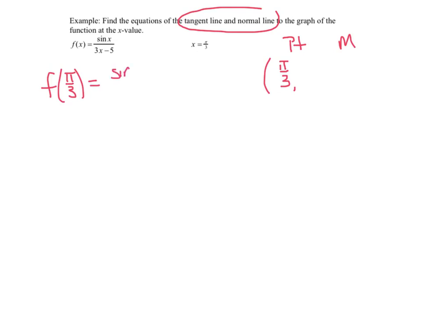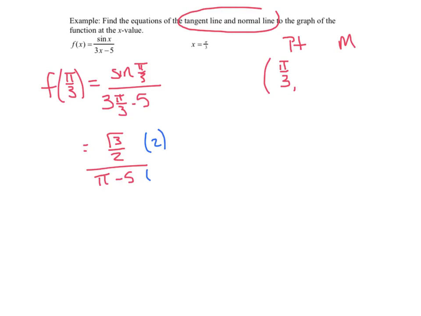So I get the sine of pi over 3 all over 3 times pi over 3 minus 5. Pi over 3 is actually 60, and the sine of 60, don't forget, is radical 3 over 2, so that's why we need to know those trig functions. They just pop in all the time. All over pi minus 5. And if I clean that up so it's not a complex fraction, I'm just going to multiply the top and bottom terms by 2. I get radical 3 over 2 pi minus 10. Now, nobody said these were going to be pretty values, so just go with it.